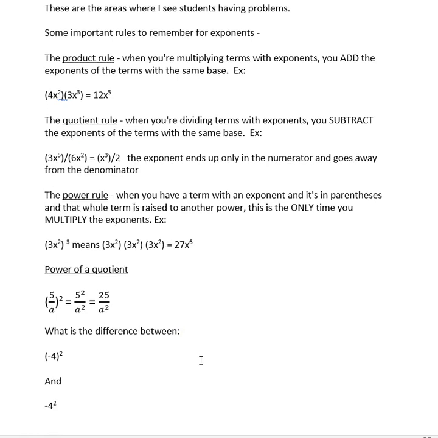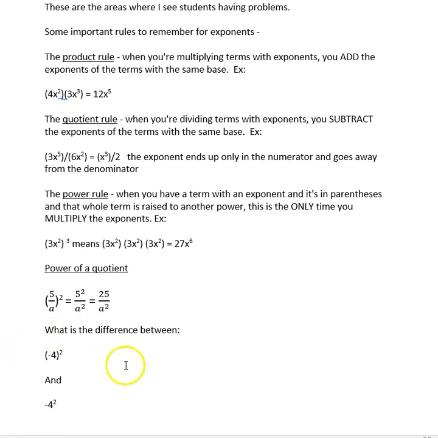This is one of the most important rules and meanings that I want to emphasize to you. This term here is -4 to the 2nd power. The power applies to everything within the parentheses. So what this means is -4 times -4. And that gives us a positive 16.